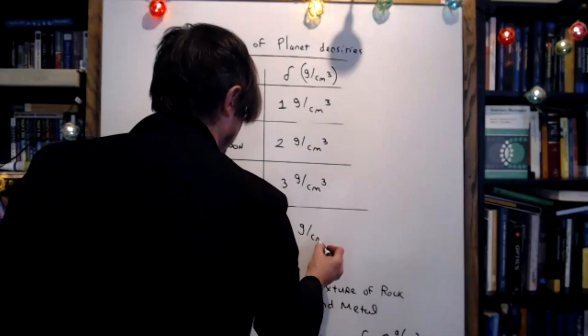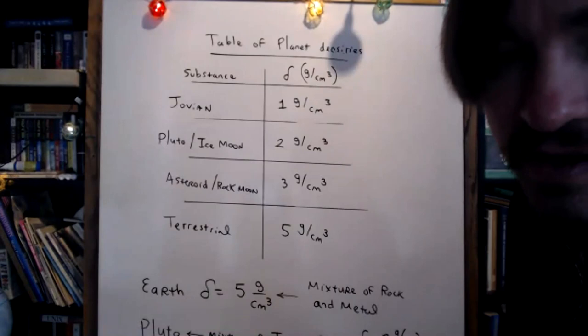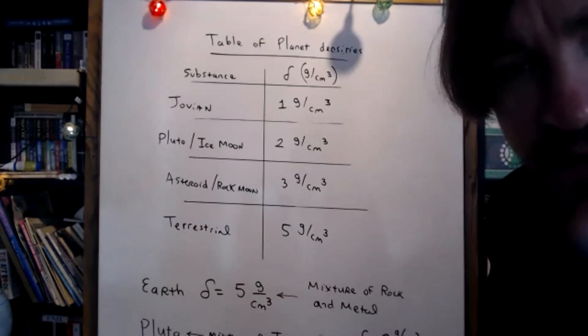This is a very important table because I'm going to ask you to classify planets as terrestrial, Jovian, or something like this on your final exam. I'm not going to make you do it once. I'm not going to make you do it twice. I'm going to make you do it at least 3 times on the final exam. So watch out for that.